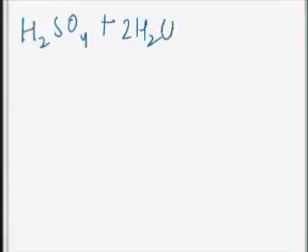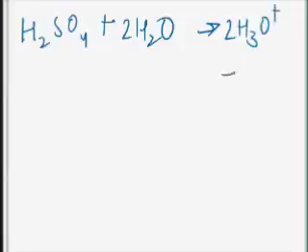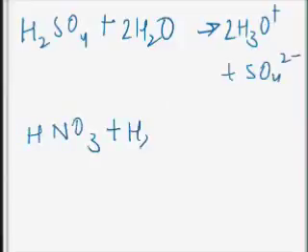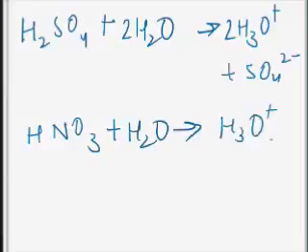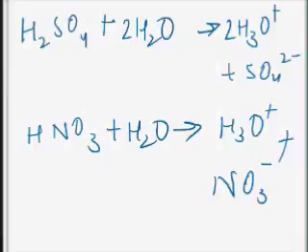When H2SO4 reacts with water, it will form twice H3O+ and SO4 2-. Now, take the example of nitric acid, HNO3. When it reacts with water, it will dissociate into H3O+ and NO3-. So, it dissociates completely in the solution.